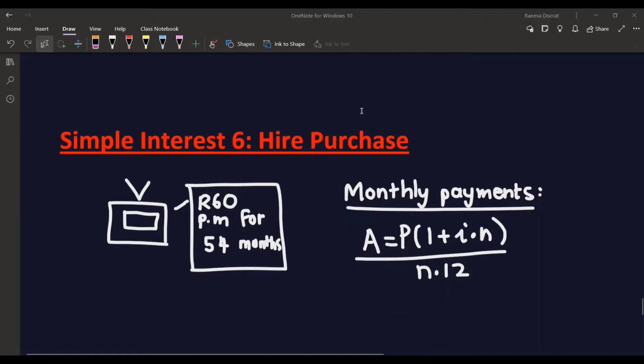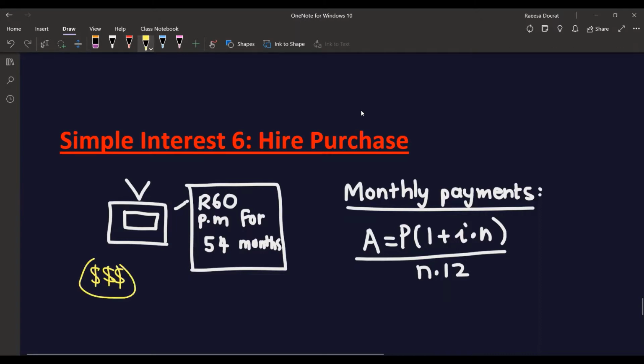In this video, we're having a look at hire purchase. So first of all, what is hire purchase? Hire purchase is when you would like to buy some item and let's just say it costs some price.